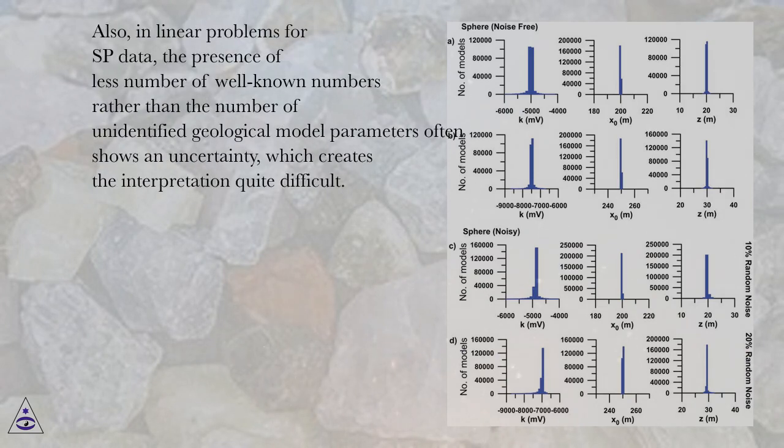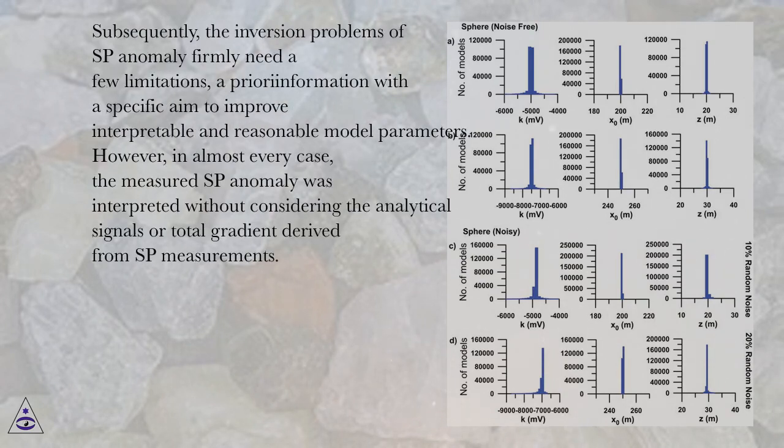Also, in linear problems for SP data, the presence of a smaller number of known values than the number of unidentified geological model parameters often shows an uncertainty, which makes the interpretation quite difficult. Subsequently, the inversion problems of SP anomaly firmly need a few limitations, a priori information, with a specific aim to improve interpretable and reasonable model parameters.